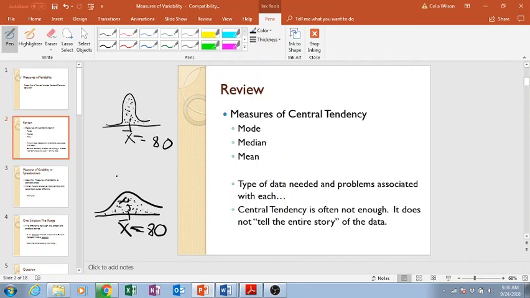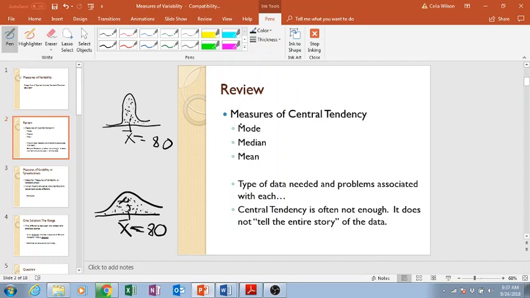So if we're only looking at the mean, we might, incorrectly in this case, be led to believe that these two groups are similar in their ability. But we can see that this group's ability is much more spread out, still with a mean of 80. This group's ability is much more similar, again a mean of 80. So the second point here: central tendency is often not enough. It does not tell the entire story of the data. We need more information. Just looking at central tendency is not going to be enough in some cases.